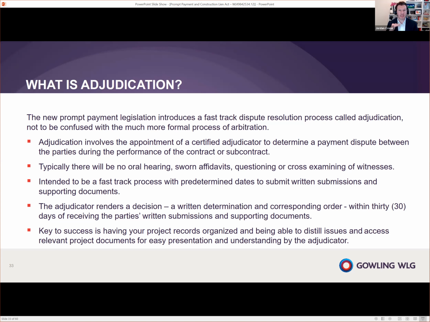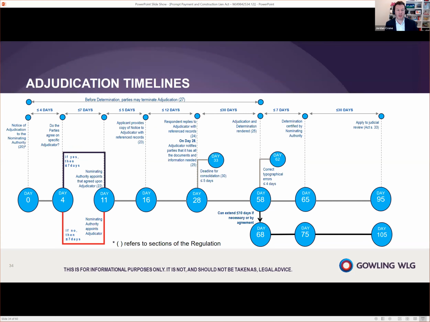And so this is legislatively mandated, and that's what makes this adjudication process so powerful. It really is sort of quick justice. You're going to get in written submissions on a very specific timeline, and you're going to get a decision that's also very quick. And as part of getting ready, these timelines are going to mean you're going to have to be really, really organized with your project materials. So let's look at those timelines.